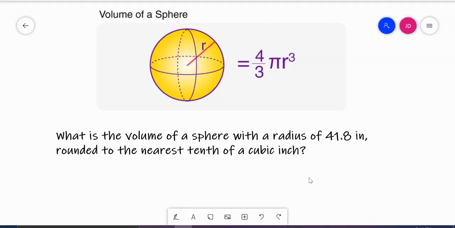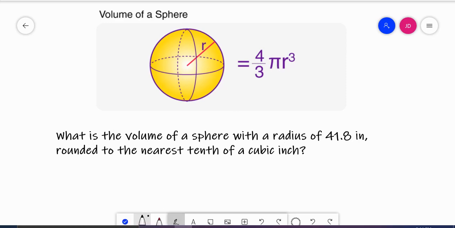In today's video, we are going to be talking and working with the volume of a sphere formula. So the volume of a sphere is 4/3 pi r cubed, where r is the radius from the center of the sphere to the edge of the sphere. So as long as you know the radius, you can figure out the volume, how much is filled within a sphere. So in this problem, it says, what is the volume of a sphere with a radius of 41.8 inches rounded to the nearest tenth of a cubic inch?